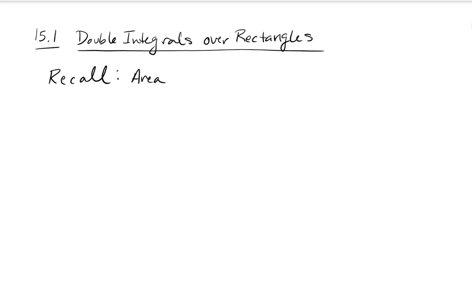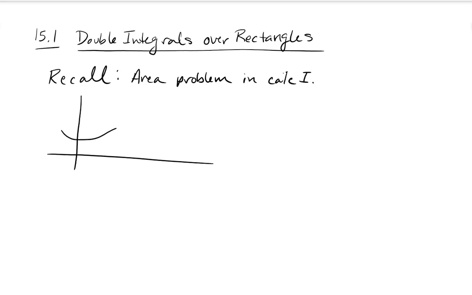The area problem in Calc 1 said, if I have a function whose graph looks, I don't know, maybe something like this, that function is f of x, how do I figure out the area under the graph of f of x from some starting point A to some ending point B in its domain? The x-axis is the domain of f.